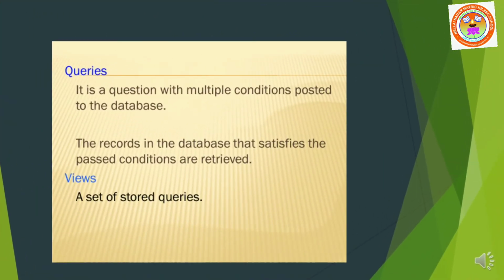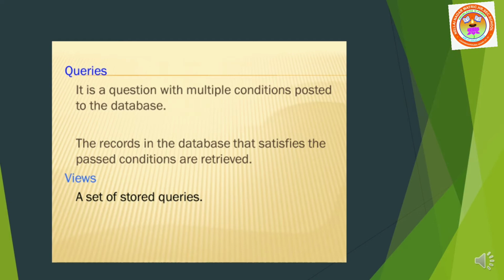Next comes queries. Queries, as I said, are questions with multiple conditions. Based on our condition, based on our question posted to the database, the records will be displayed which satisfy the posed conditions. Okay, the records in the database that satisfy the posed conditions are retrieved. So it will display the records based on our condition.